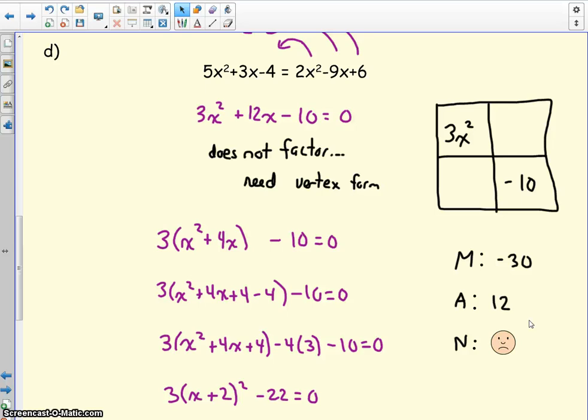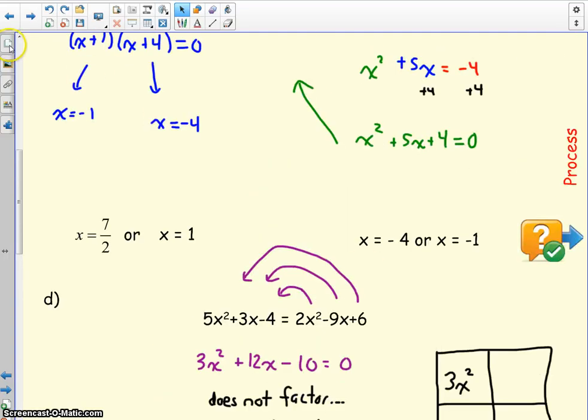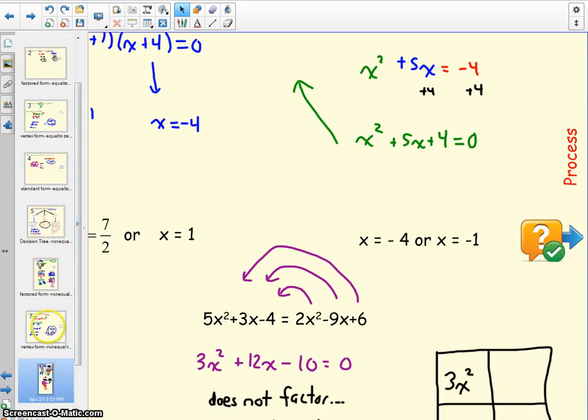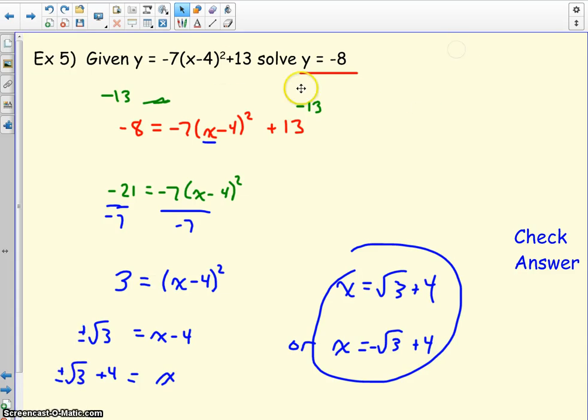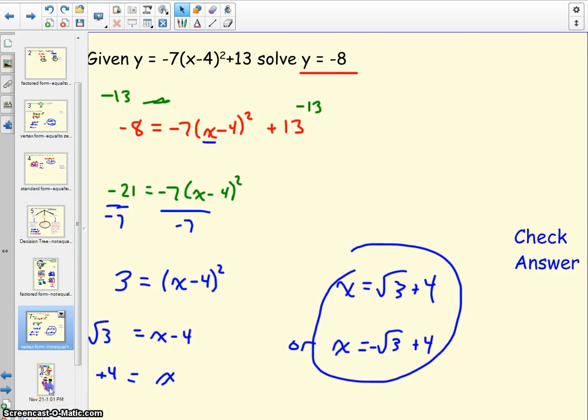So since it doesn't factor, in the coming days we're going to see another way of finding the x-intercepts from here. But for now, until we get to that point, the only way we can find the x-intercepts is to first put it into vertex form. Once it's in vertex form, we can do what we did a couple of examples ago, way over here, and then rearrange the equation and solve for x. So we need to put it in that form first.